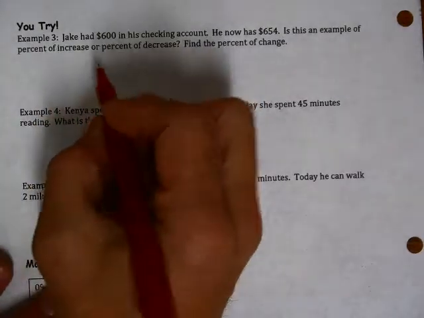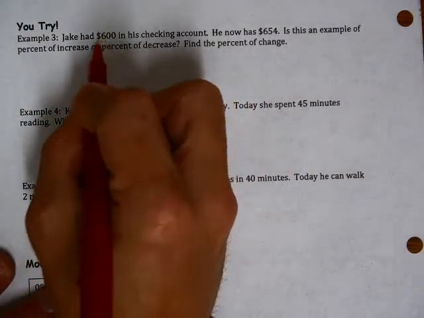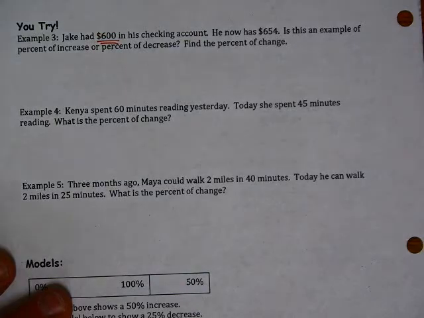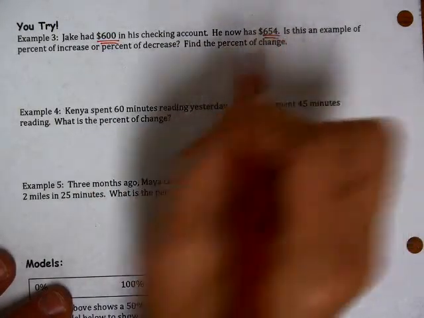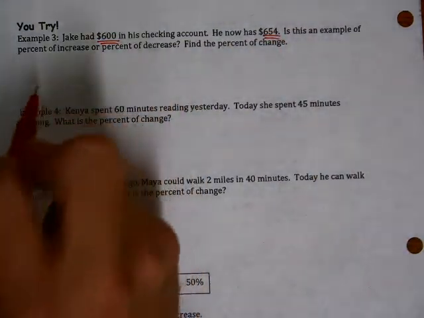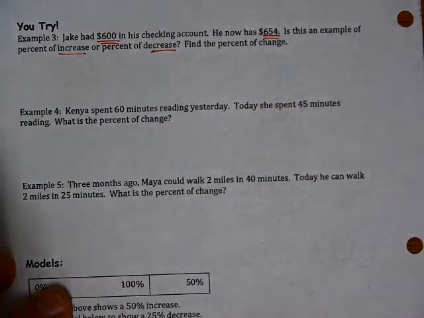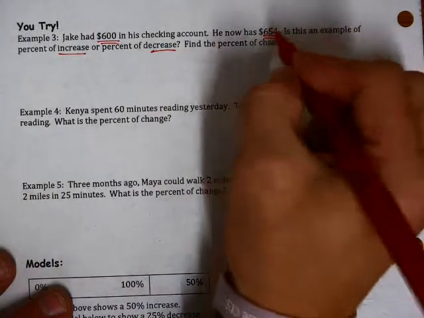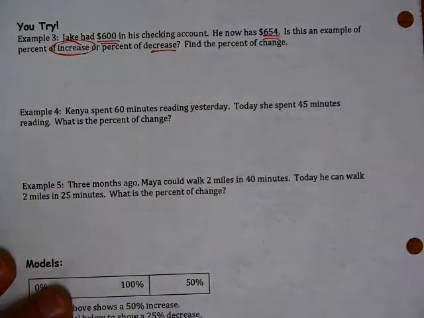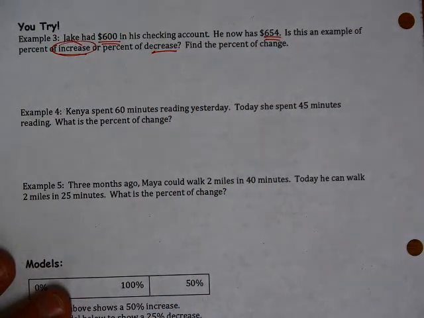Let's do the problem. Jake had $600 in his checking account. Jake's lucky. He now has $654. Is this an example of a percent of increase or decrease? And this just shows you how simple that question is. It obviously went up, so it's an increase. And now we're going to find the percent of change.